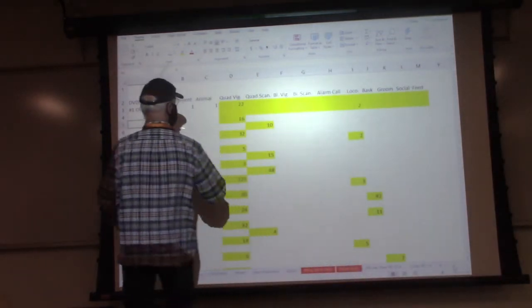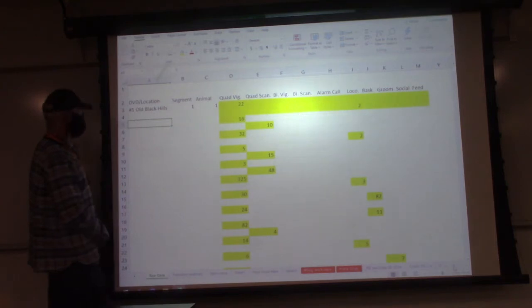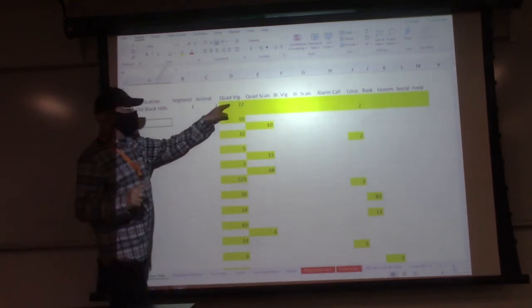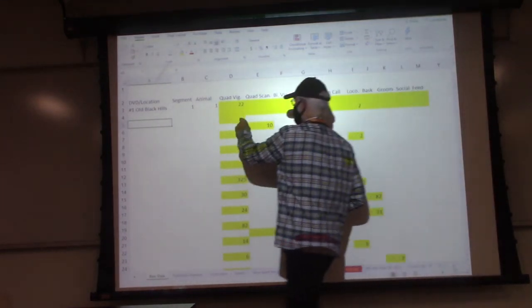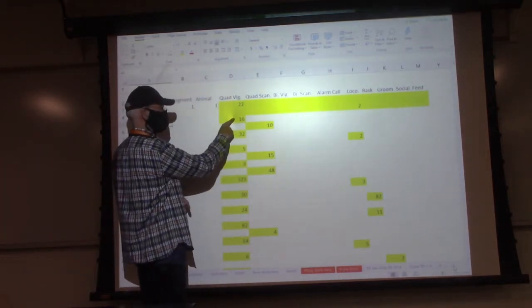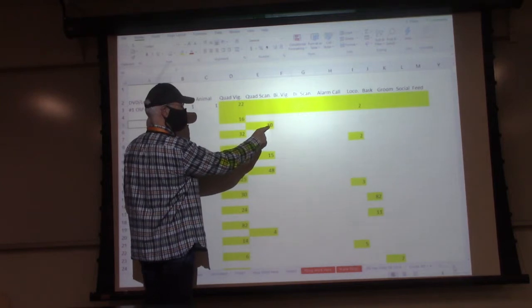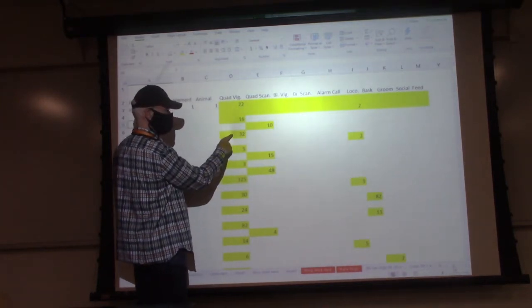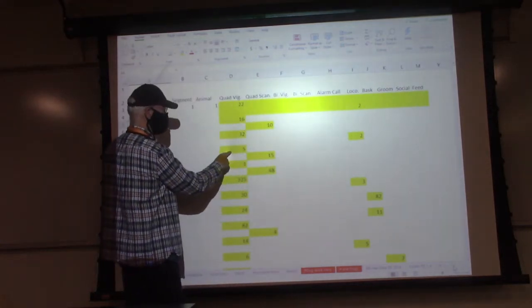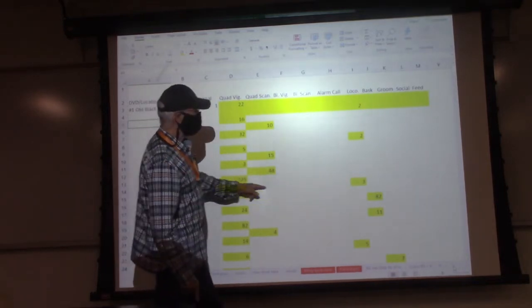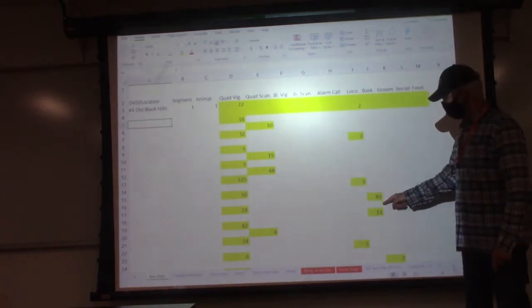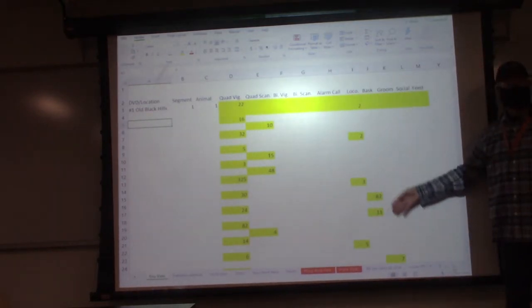So notice how this thing is set up. This animal spent 22 seconds on quadrupedal vigilance. Then it spent 2 seconds moving, okay? Then the next thing it did was another 16 seconds of quadrupedal vigilance, 10 seconds of scanning, 32 seconds of quadrupedal vigilance, 2 seconds of locomotion, 5 seconds of vigilance, quadrupedal scanning, vigilance, quadrupedal, and so on, right? So locomotion, and then it does 82 seconds of basking and so on. So it's going through this whole sequence of behaviors, and you have to do that for each little segment that you have.